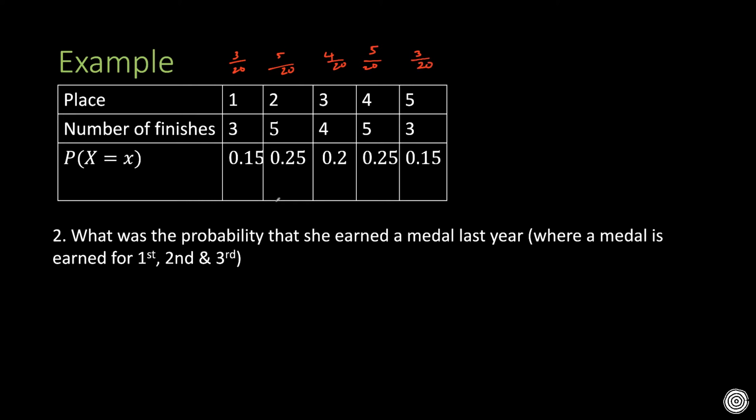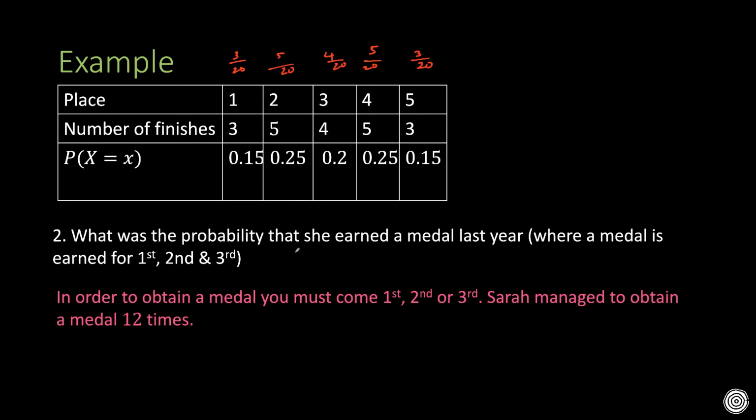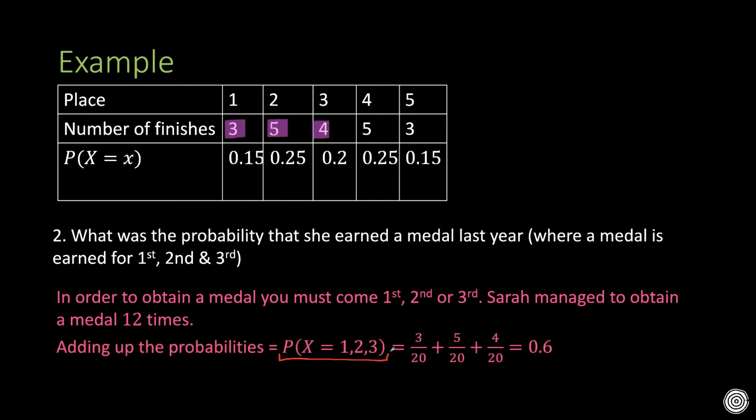So, what's the probability that she earned a medal last year? Well, as I mentioned, she needs to come either first, second, or third, and she managed to obtain a medal 12 times. I've written it like this, and it's the same as 3 out of 20 plus 5 out of 20 plus 4 out of 20, and that leaves me with 0.6. Again, you could have left it in either fraction or decimal form.